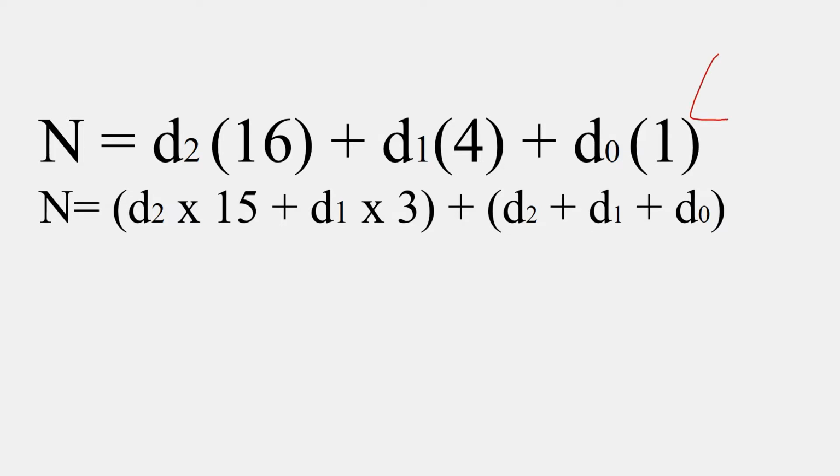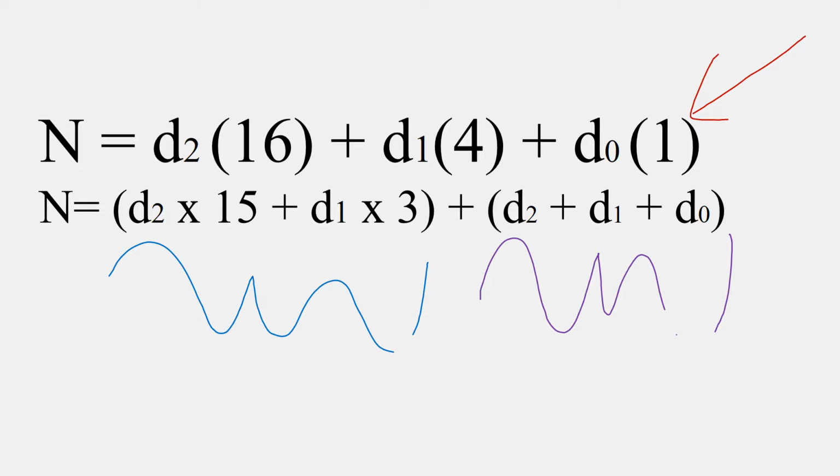Because of this equation right here, we were able to break it into two different parts, this one and this one. We found that this one works because 15 and 3 are divisible by 3, and we have 1 extra left over from the 16 and the 4 and the 1, and so that's how we get this equation, which proves our claim.